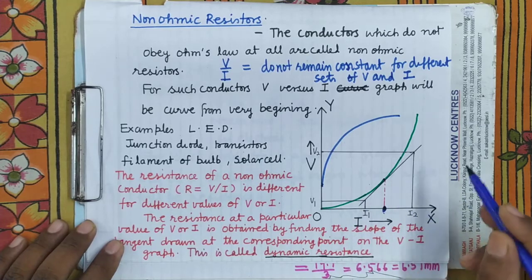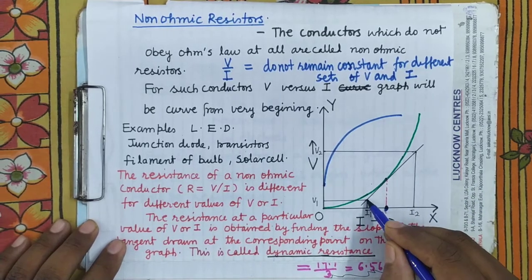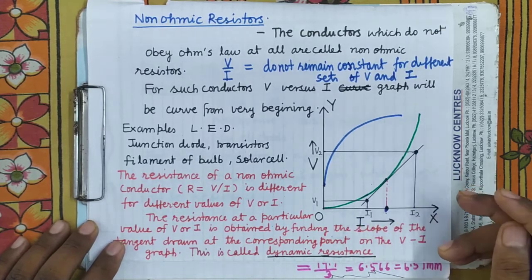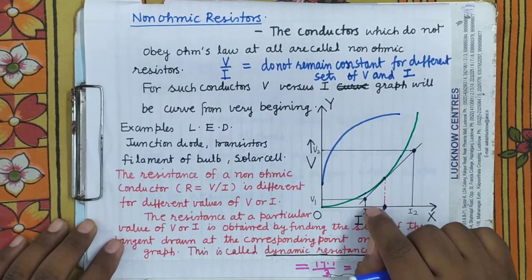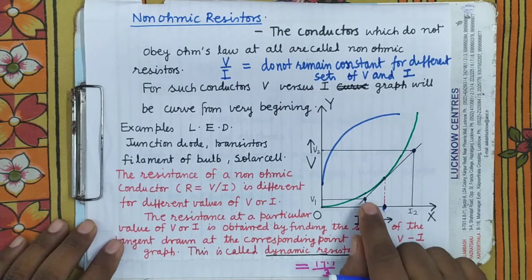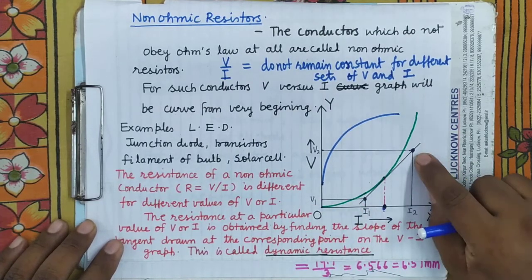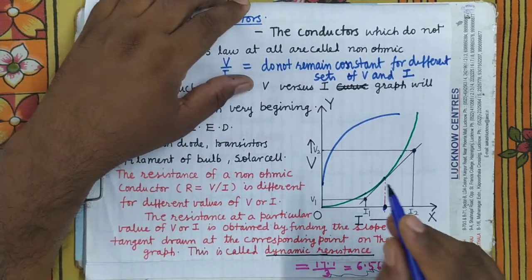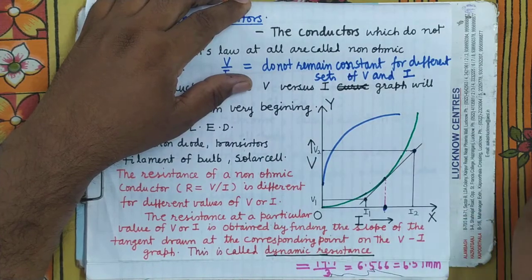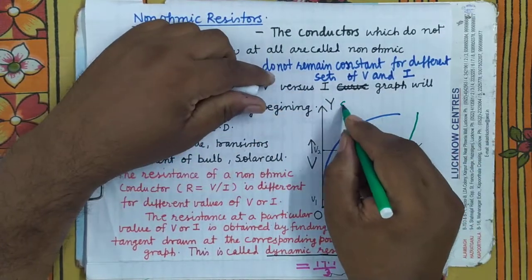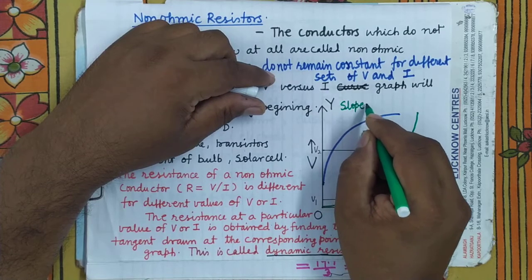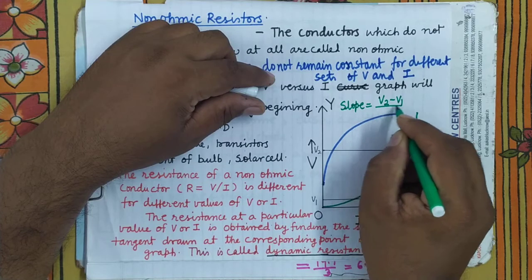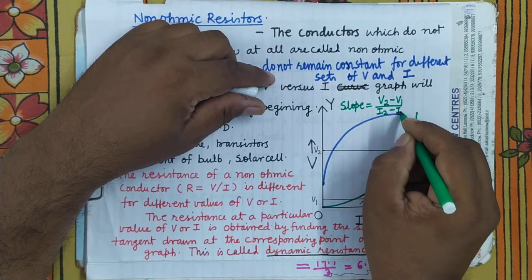Now you determine the slope of the tangent by taking 2 points on the tangent, not on the graph. On the tangent, you take 2 points. One point is this, corresponding to I1, here it is V1. Now this point I2, this is V2. So what will be its slope? The slope of the tangent is V2 minus V1 upon I2 minus I1.